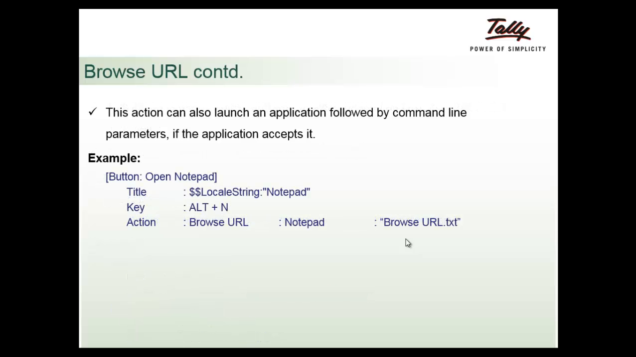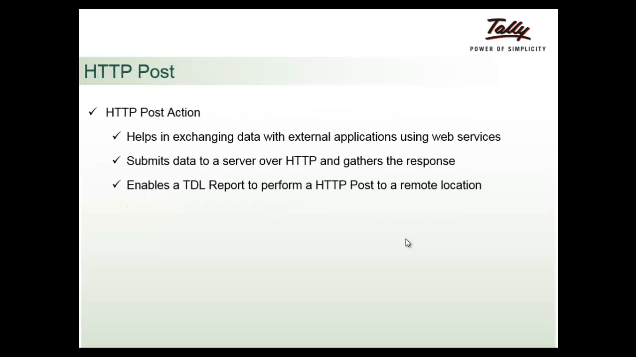And this browse URL you can also use to launch any application, followed by a command line parameter. For example, you want to launch Tally, you can say action browse URL Tally, then Tally gets opened from this particular button. If you want to open some notepad, then you say action browse URL notepad and you give the name of the notepad file you want to open. Then we have an HTTP post action, which will be explained in detail in the integration capabilities session.